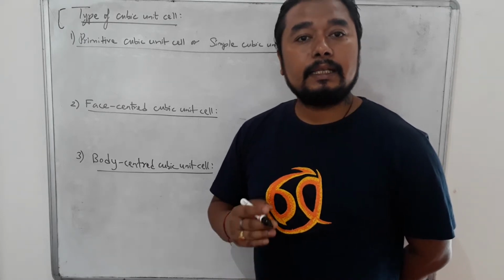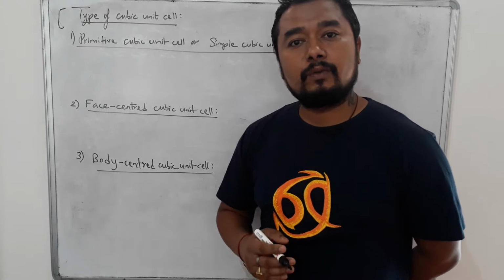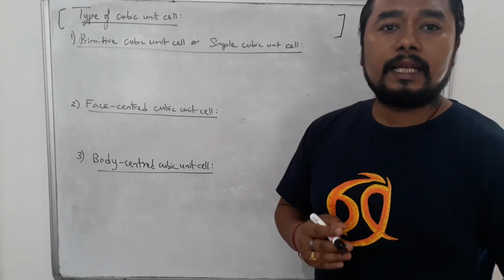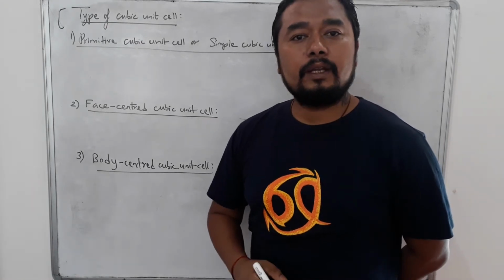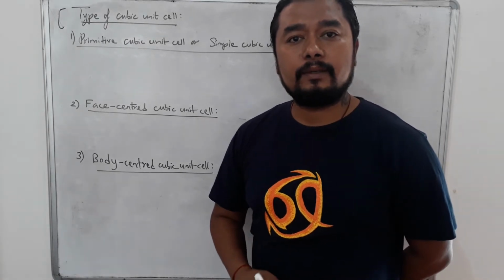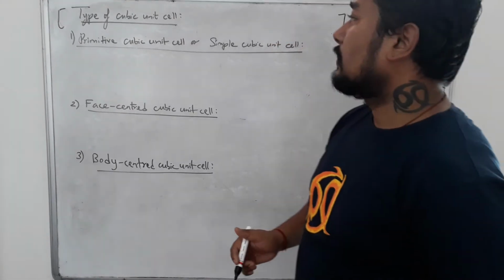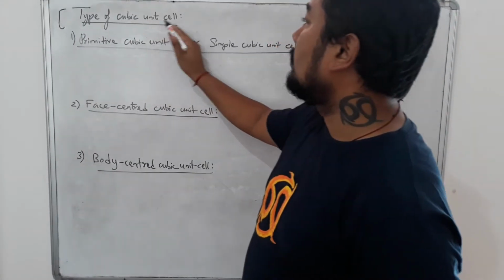Since there are 8 corners, each corner will share 1/8 part of the atom, and there are 6 faces, each will share half part of the atom, and there are 12 edges, one edge will share 1/4 part of the atom. I said this to you in my part 4 class. Now in this part we are going to see the types of cubic unit cell.